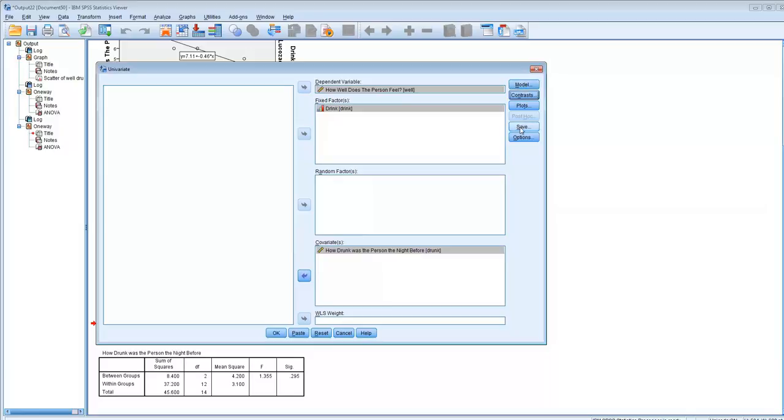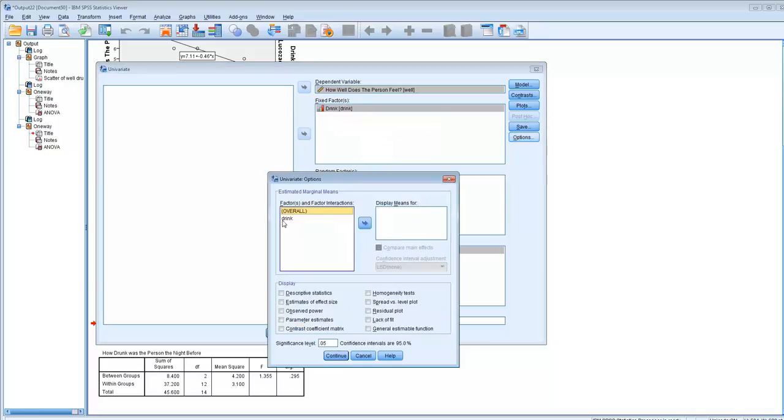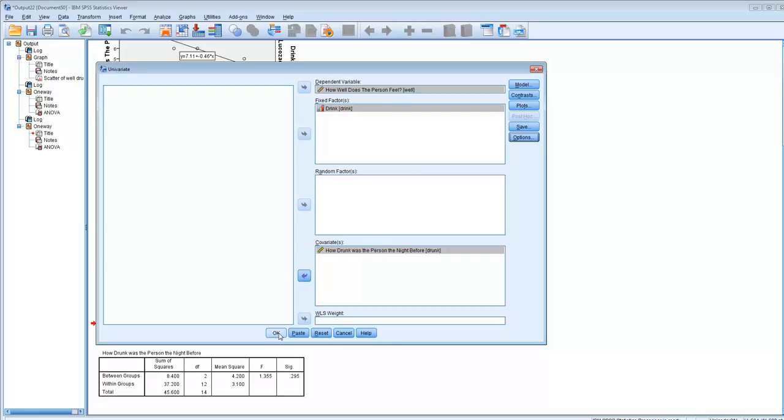We're not going to save anything, even though you could save some Cook's distance and leverage values that would act pretty much as coefficients in regression analysis work. So let's click out of that. In options, let's bring in drink. Let's see the means for drinks, and we can compare the main effects with an LSD. And let's ask for descriptive statistics, estimates of effect size, homogeneity test, because ANOVA requires a homogeneity test. And let's ask for parameter estimates, which will allow us to interpret the data better. Click on continue, and now you're ready to actually run the entire analysis.